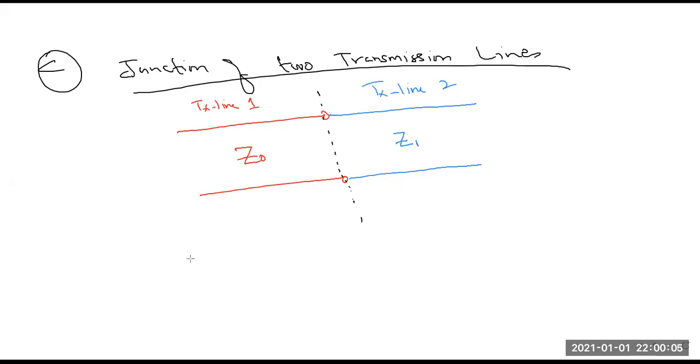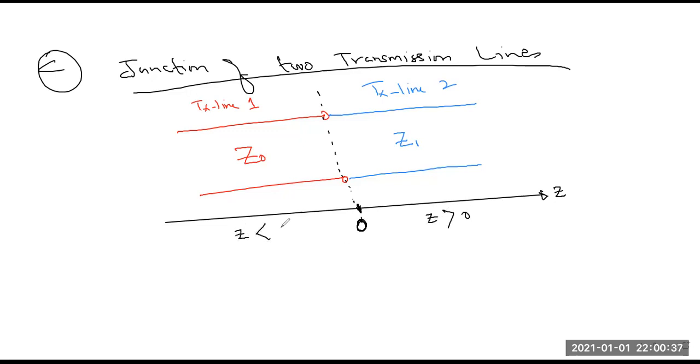Let me select a coordinate system. Let's assume this is the axis along which we have placed our transmission line. And again, as before, we consider this as Z. Let's denote that the point at which these two transmission lines are connected together is Z equal to 0. So on the right hand side, we have Z greater than 0, and on the left hand side, we have Z less than 0.